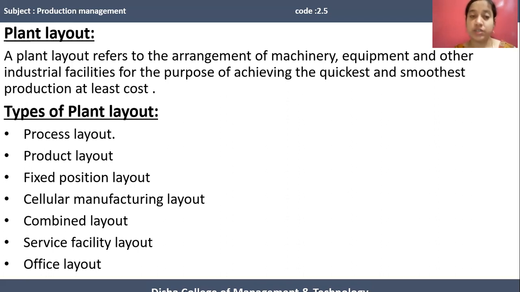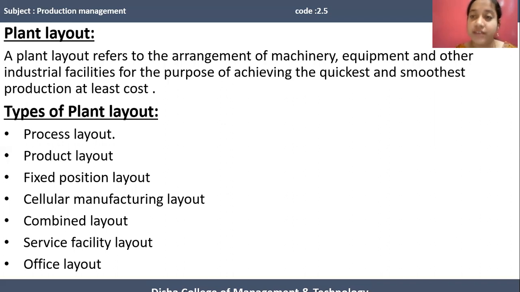In process layout, generally the manufacturer, the industrialist, kept similar machines in one department. Process layout means gathering up similar machines in a particular department, and the product has to move from one workstation to another workstation for manufacturing.